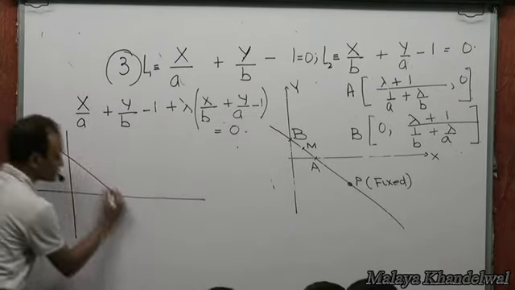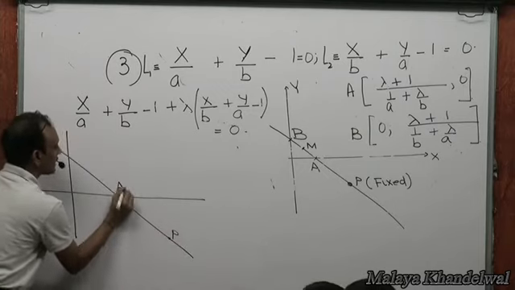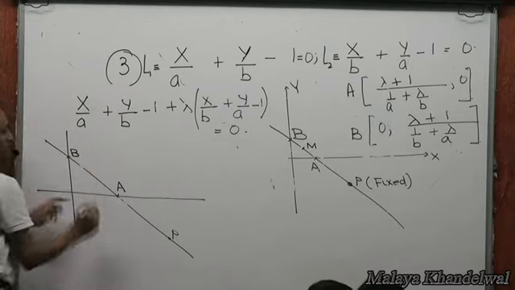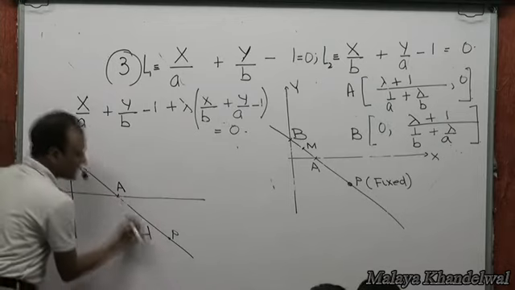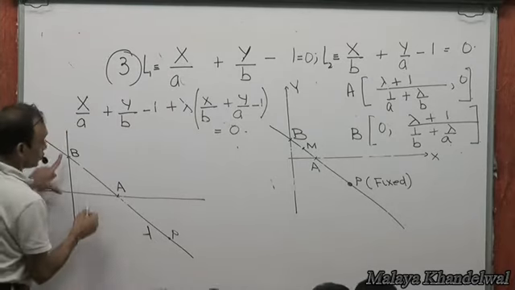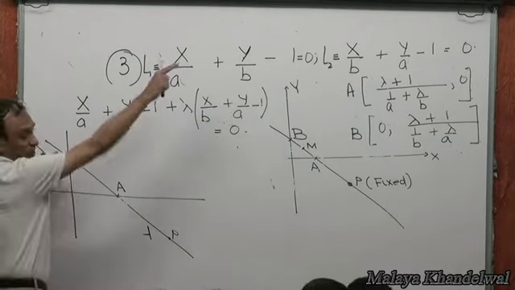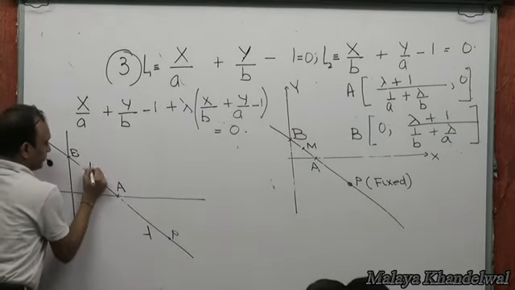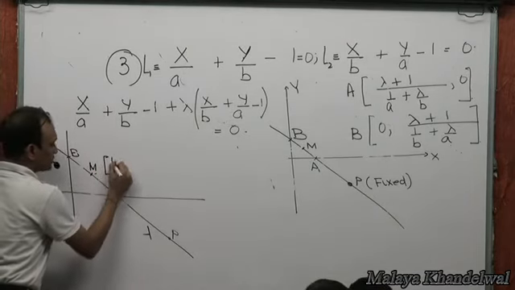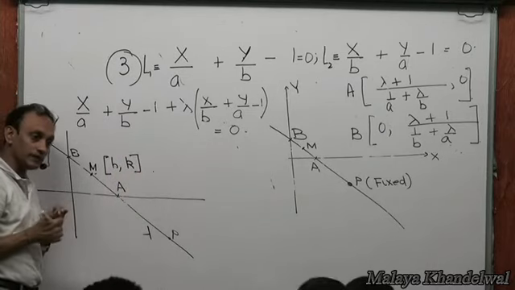this is the line passing through P, right? It has a certain A associated, a certain B associated, for a certain value of lambda. For that value of lambda, the coordinates of A would be that, the coordinates of B would be that, the midpoint M for that lambda would be, say, H comma K, right?